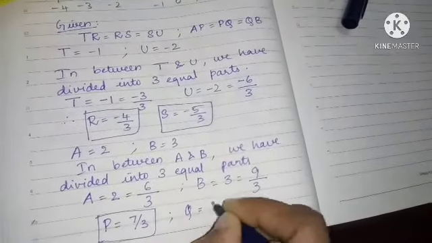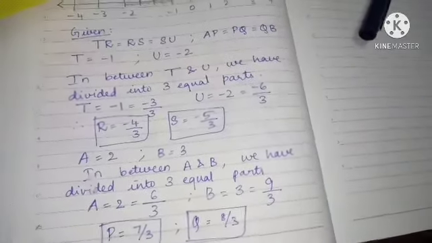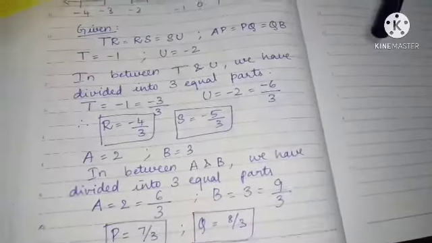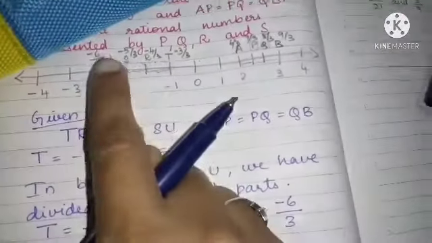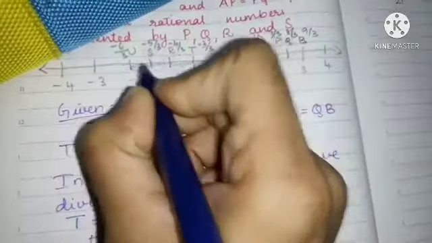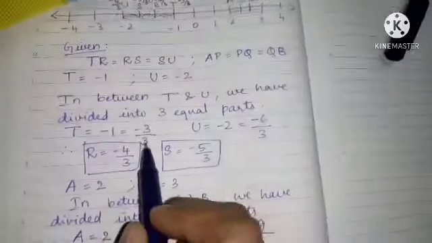Q here is 8 by 3. So now we have found the value of PQRS. Understood? This is how you should find it. Since they have divided in between this T and U, we have 3 divisions: 1, 2, 3. 3 divisions we have. That's why our denominator is 3.